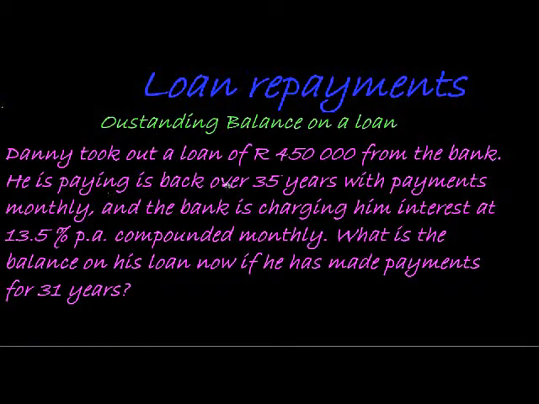Okay, so Danny took out a loan of $450,000 from the bank. He's paying it back over 35 years with payments monthly, and the bank is charging him interest at 13.5% per annum compounded monthly. What is the balance on his loan now if he has made payments for 31 years?